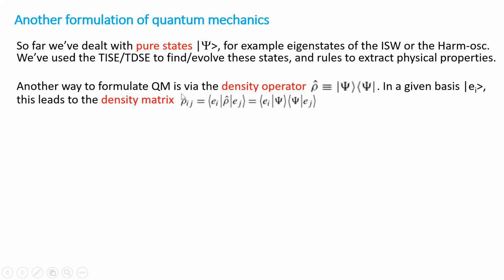Another way to formulate quantum mechanics is via the density operator, rho hat, rho for density and hat for operator, which is equal to the projection operator of psi: ket psi, bra psi. We'll look at its properties in a second, and why we might want to do this. In a given basis, which we'll call e_i, for the Hilbert space, we can write the density operator as a density matrix. We sandwich the density operator between a bra e_i and a ket e_j to get rho_ij. Putting in rho equals ket psi bra psi, we get the inner product of e_i with psi times the inner product of psi with e_j. So that's the density matrix.